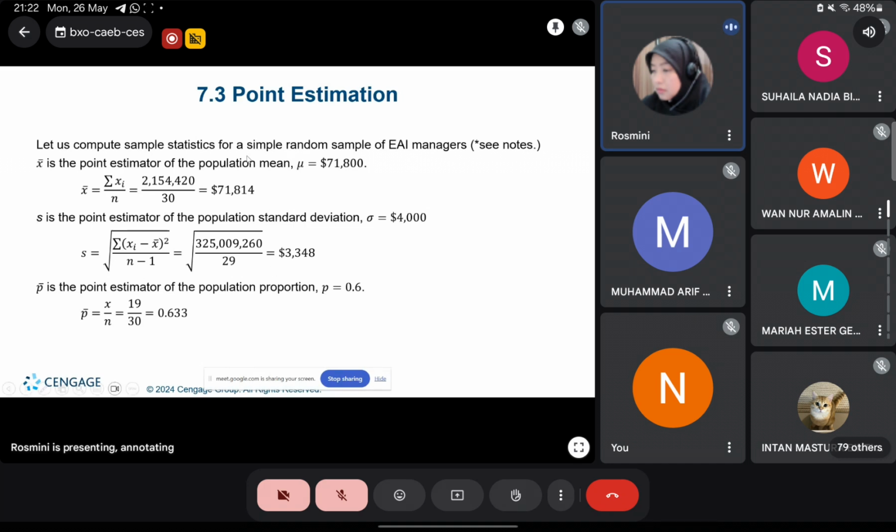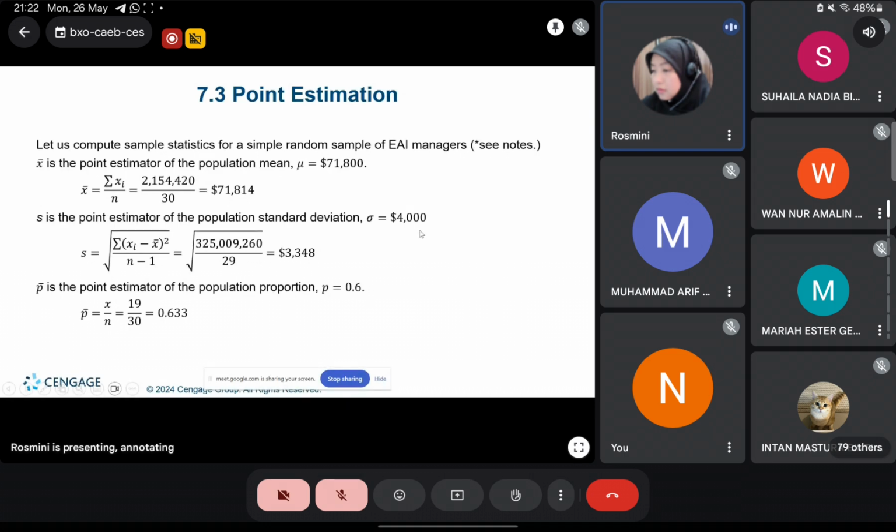So the average salary for those 30 managers is 71,814. So 71,800 is the mean for the population, for all the 2,500 managers, this is the average. So this is for the sample. Next, it is given to you the standard deviation sigma for the population. The standard deviation for the population, using the symbol sigma, is 4,000.